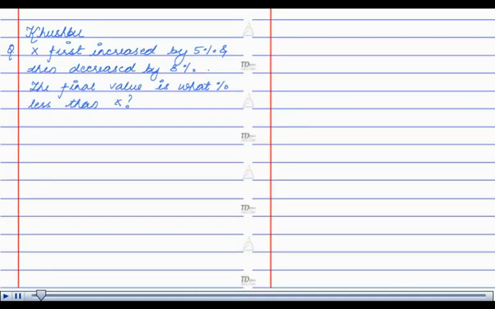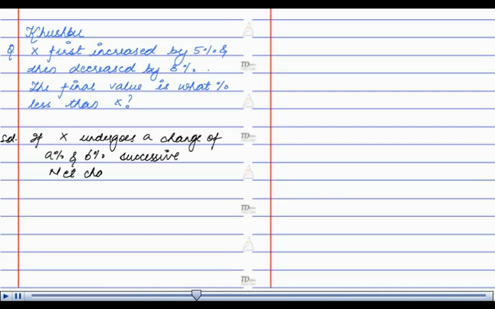Hello, I am Khushbu. The question is, X first increased by 5% and then decreased by 8%. The final value is what percent less than X? We know that if a variable X undergoes a change of A% and B% successively, the net change is given by A plus B plus AB by 100%.